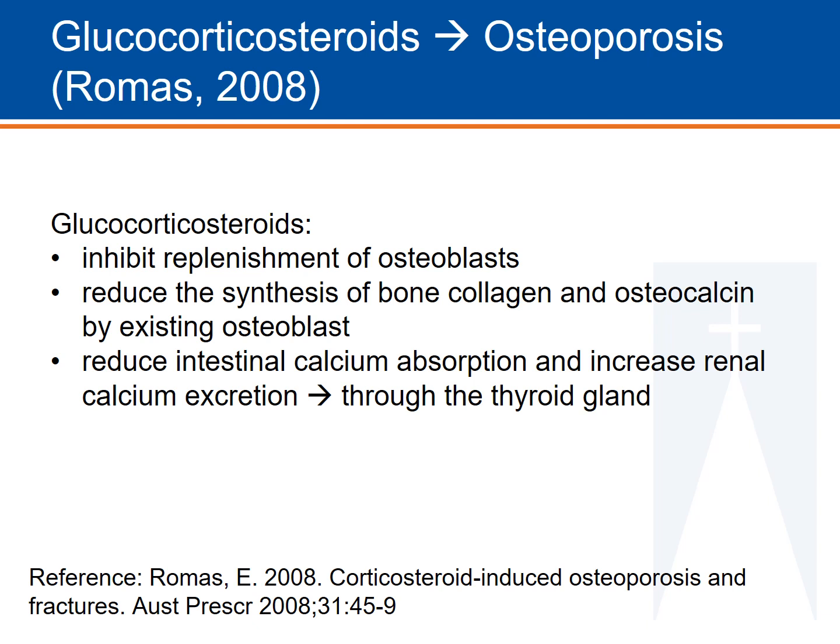There are three main mechanisms of action that explain how glucocorticosteroids could relate to osteoporosis. One is glucocorticosteroids inhibit the replenishment of osteoblasts. Remember, osteoblasts build bone. Second of all, it reduces the action of the osteoblasts that are present. Specifically, it's reducing the synthesis of bone collagen and osteocalcin by the existing osteoblasts. And thirdly, it's reducing intestinal calcium absorption, and it increases renal calcium excretion.